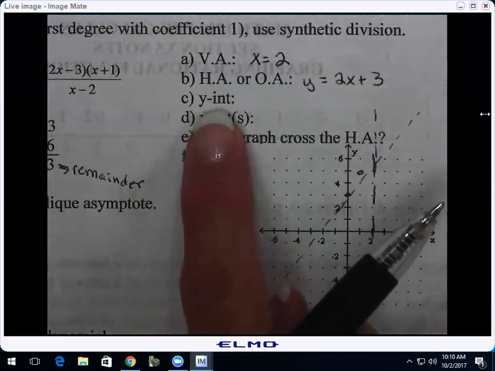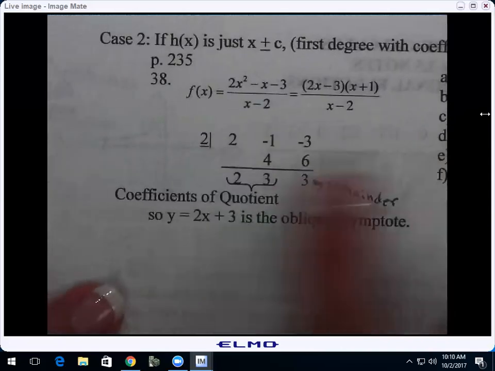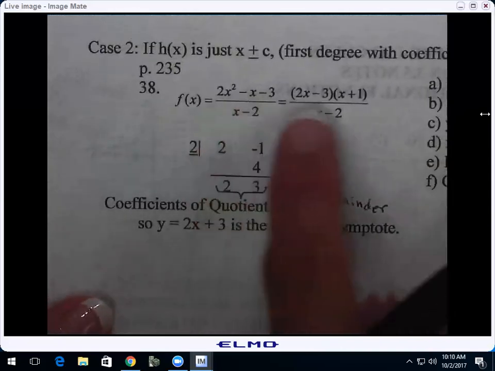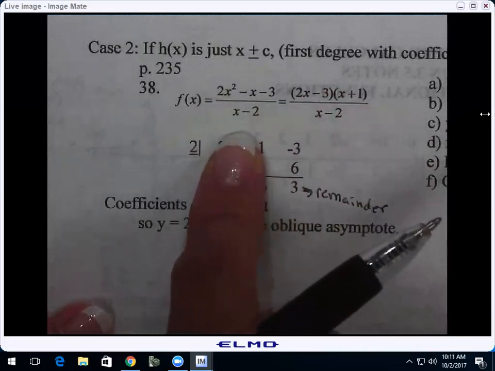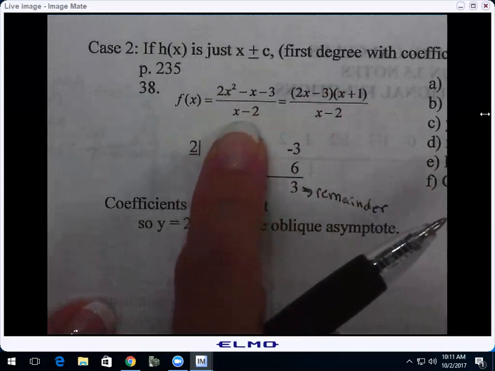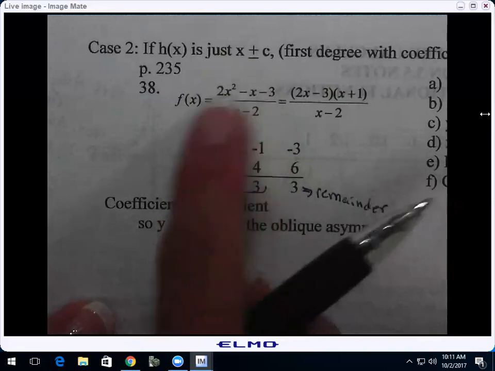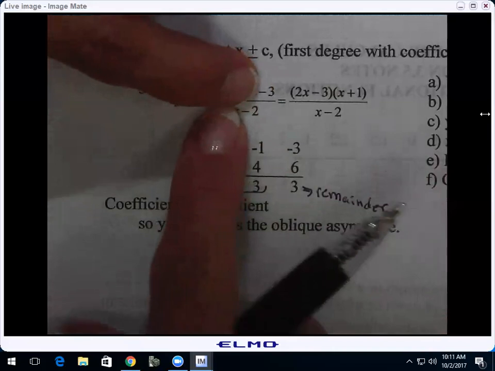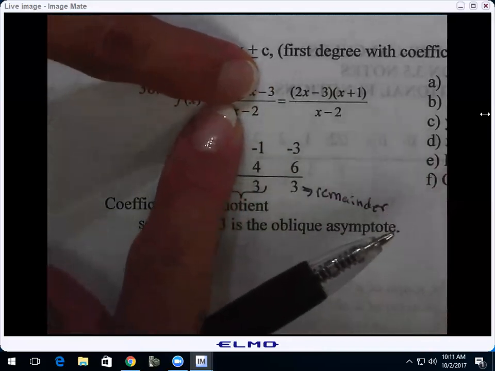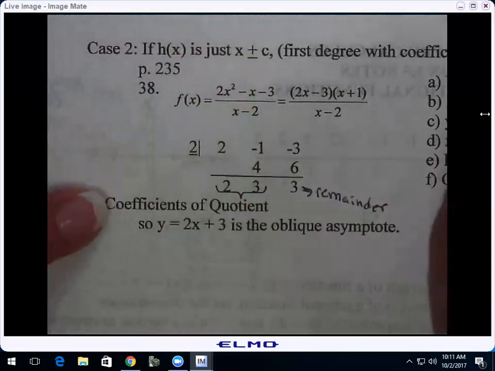How do we find the y-intercept? Let x be 0. Is that easier in factored form or original form? So let x be 0. I think it's easier to let x be 0 in this original term. I can just cover up all the terms with an x in it. Negative 3 over negative 2, or positive 3 halves. The y-intercept is when x is 0, y is 3 halves.